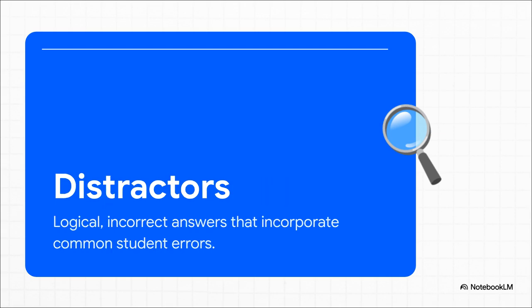And finally, we have the distractors. What's absolutely crucial to remember here is that distractors should never be arbitrary tricks. They need to be highly plausible and logically incorrect options, designed specifically to reveal gaps in a learner's knowledge. Essentially, they're built around common student errors.